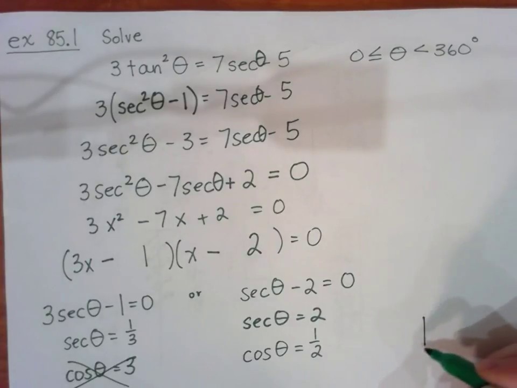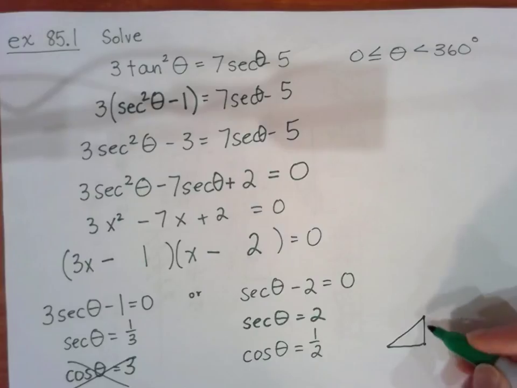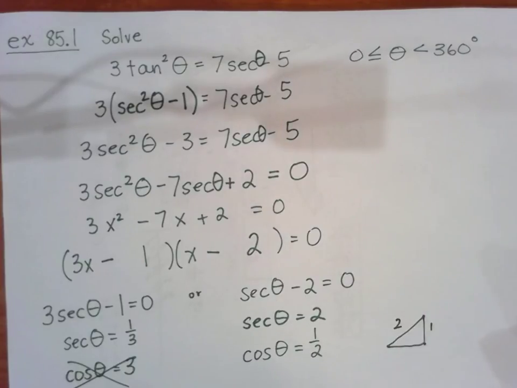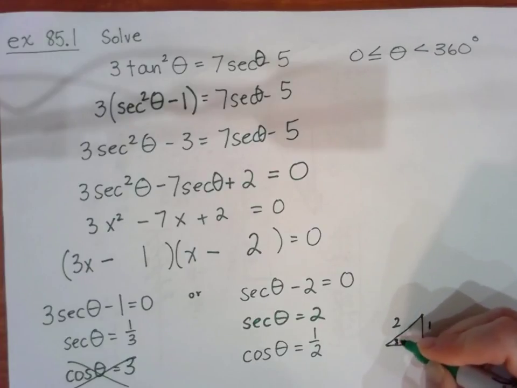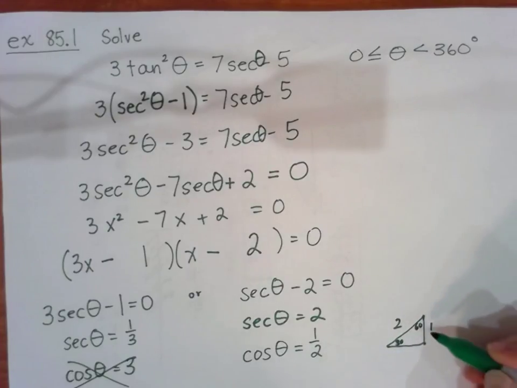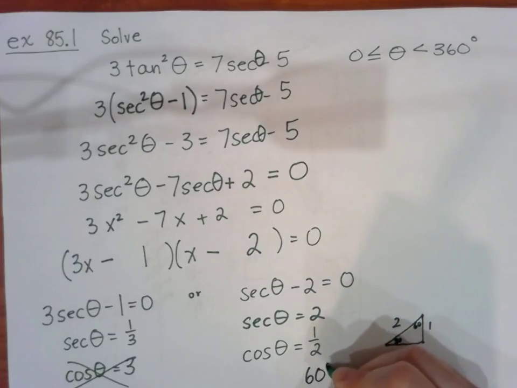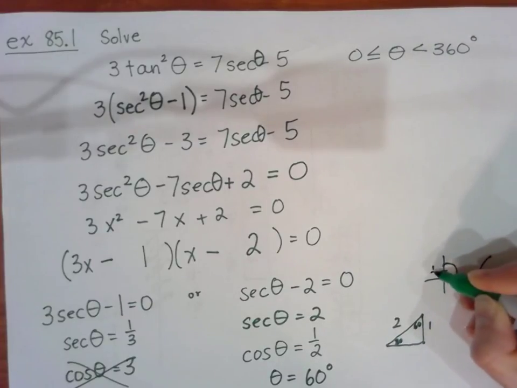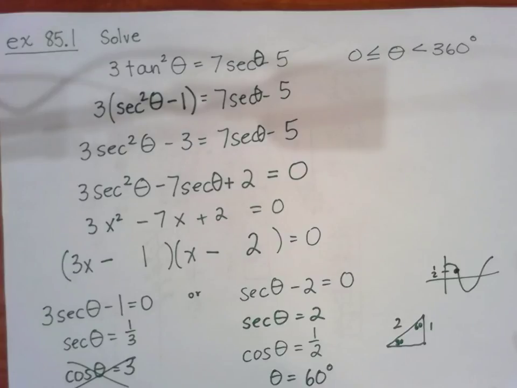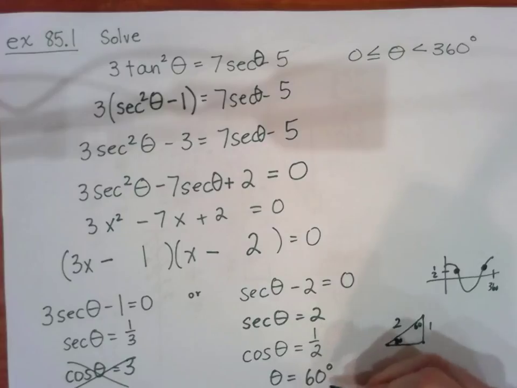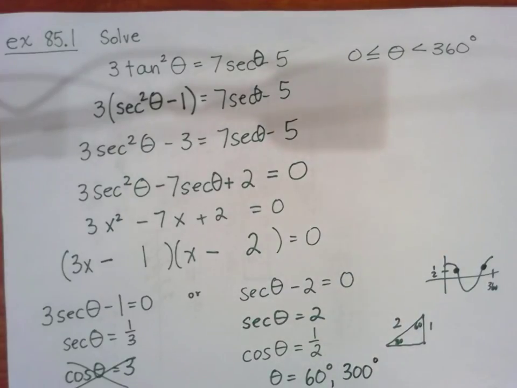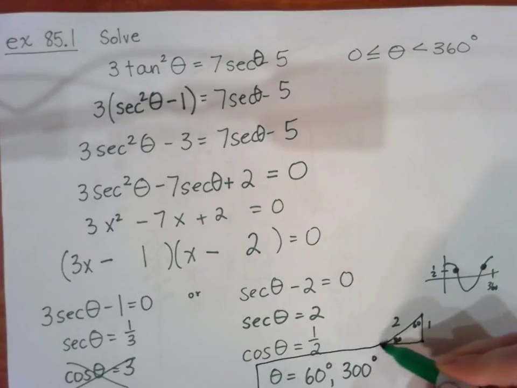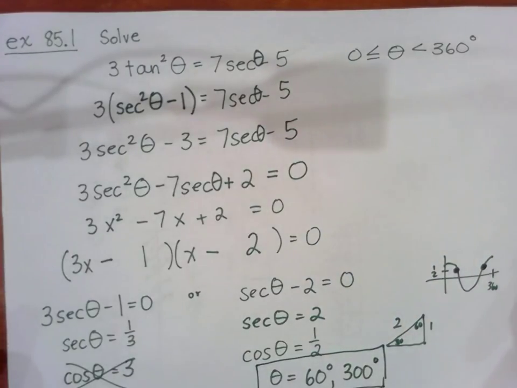Okay, so cosine being 1/2. All right, well, for 1/2, we're thinking about an adjacent over hypotenuse kind of relationship here. This would be a 30, this would be a 60, so the adjacent would be 1 over 2, so we're looking at 60 degrees here. And then if you think about the cosine function, here's 1/2, there's one angle here at 60 degrees, but there's another one over here that's 60 degrees back. So from the end, this is 360, and 60 degrees back would be 300. Okay, so those would be the solutions for this particular problem.